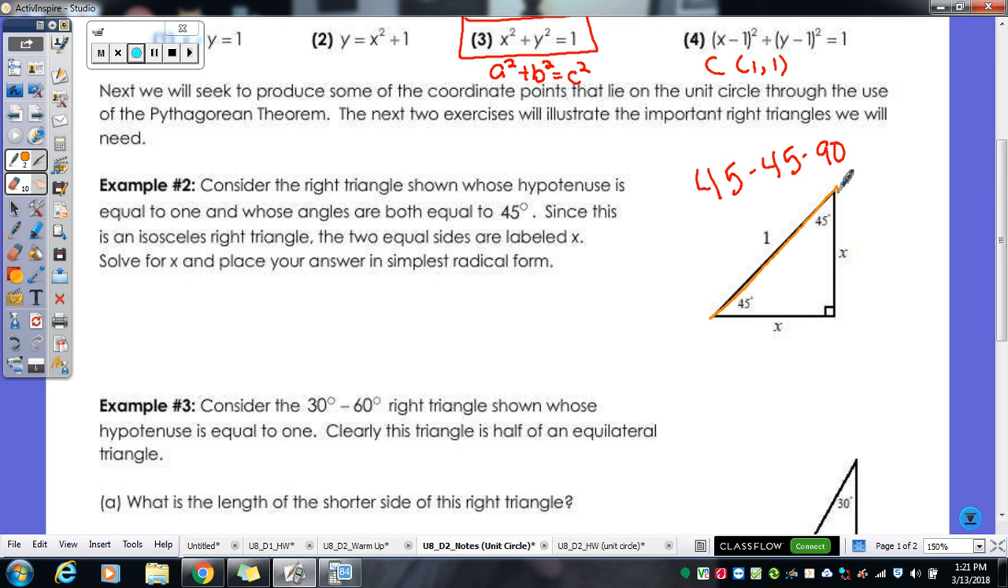So if our hypotenuse is 1, we've got to figure out what the lengths of those other 2 sides are going to be. So we're going to use our Pythagorean theorem for that. So x squared plus x squared equals 1 squared. So let's solve for the value of x. So I have 2x squared equals 1. And then we do what with our 2? Divide by 2, so I get x squared equals 1/2. And then we take the square root.